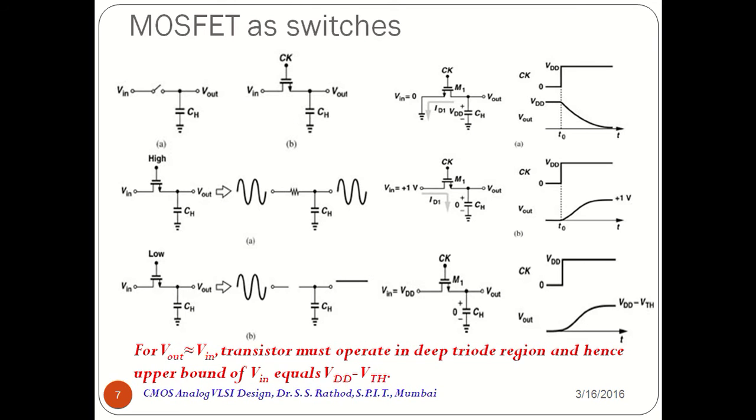Thus we need switches for implementation of the switch capacitor circuits. So what are the kinds of switches that we can use? Let us consider the topmost figure: V input is there, then there is a switch and then there is a capacitor. This switch is nothing but an NMOS transistor. It is driven through the clock.